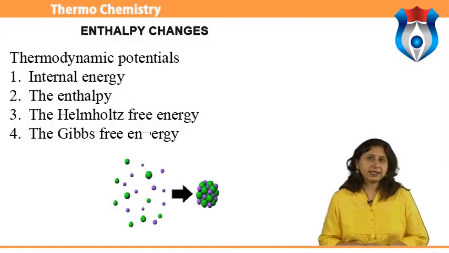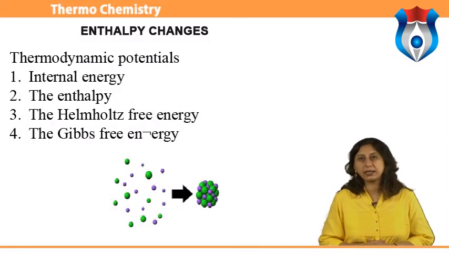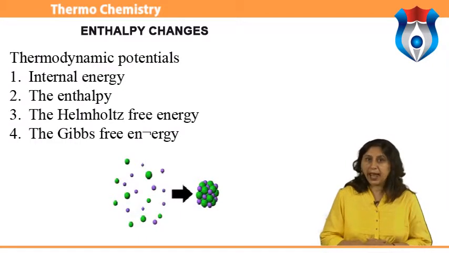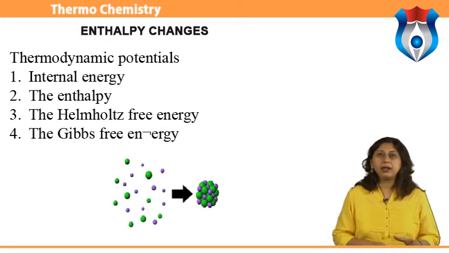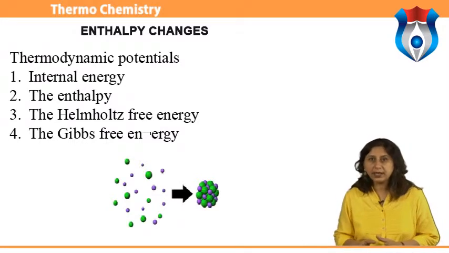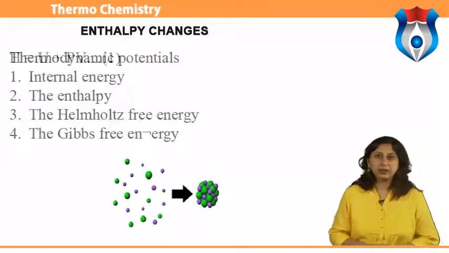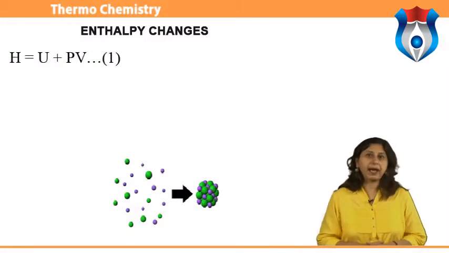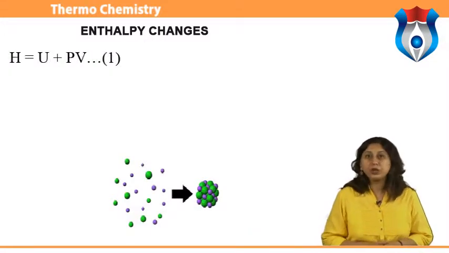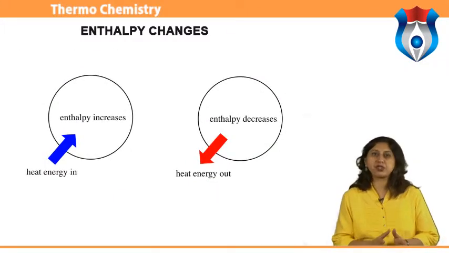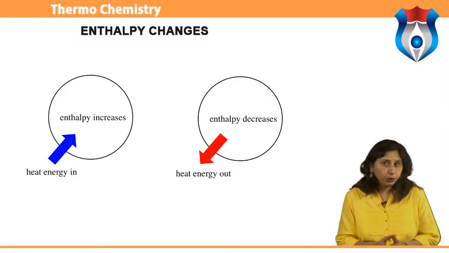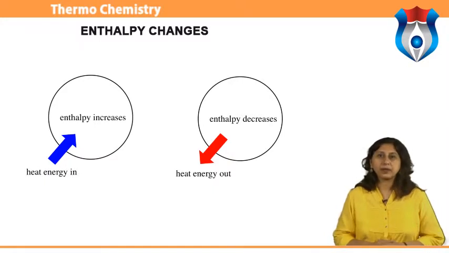Four quantities called thermodynamic potentials are useful in the chemical thermodynamics of reactions and non-cyclic processes. They are internal energy, the enthalpy, the Helmholtz free energy and the Gibbs free energy. Enthalpy is defined by H is equal to U plus PV, where P and V are the pressure and volume and U is internal energy.